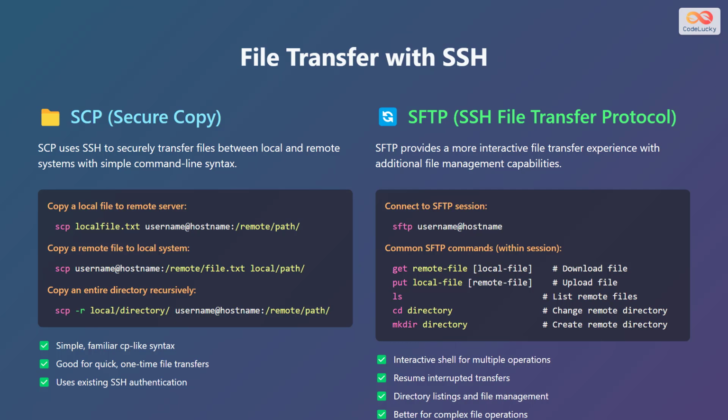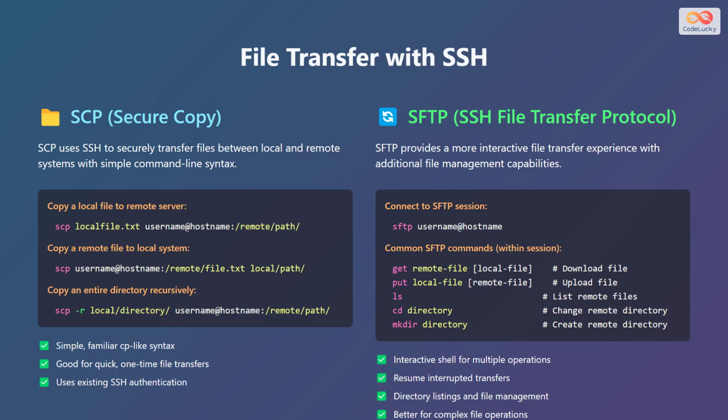To copy a remote file to a local system, use the command scp username@hostname:/remote/file.txt local/path/. To copy an entire directory recursively, use the command scp -r local/directory/ username@hostname:/remote/path/. With SFTP, you can start an SFTP session using the command sftp username@hostname.